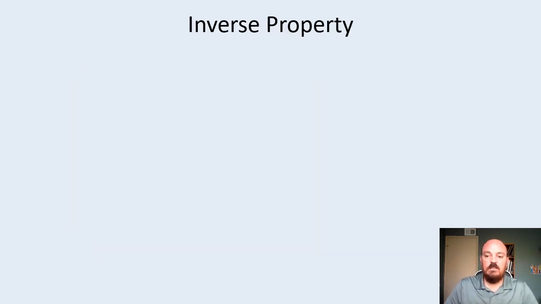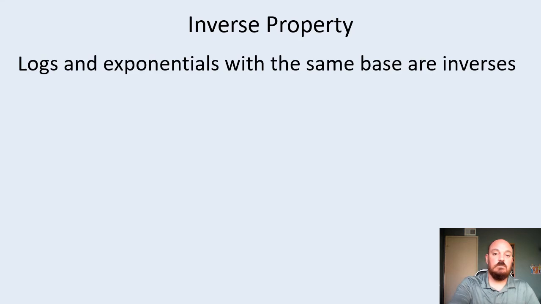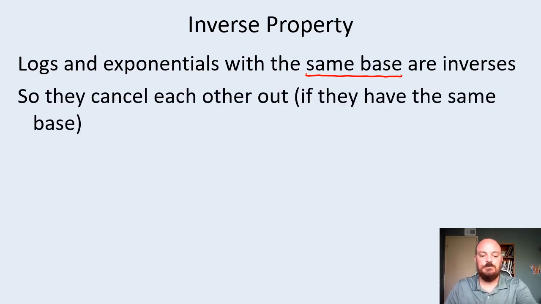Now let's go back to the fact that logs and exponentials are inverses. First of all, you've got to have the same base. So a 2 to the x and a log base 2 of x are inverses. A 7 to the x and a log base 7 of x are inverses. But if you mix them up, a 2 to the x and a log base 7 of x are completely unrelated. So as long as you have the same base, underline that, then logs and exponentials are inverses, and they cancel each other out.